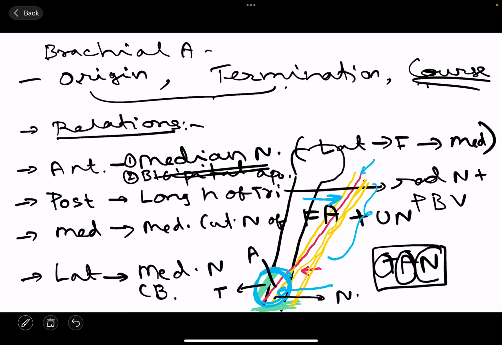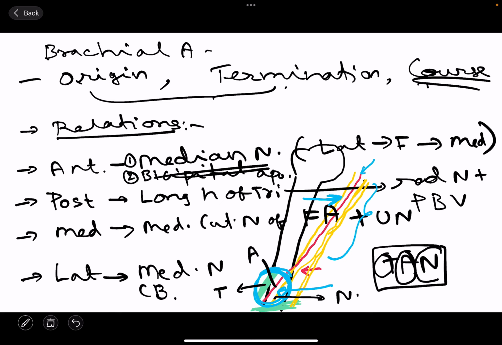So next we have the superior ulnar collateral artery. The superior ulnar collateral artery takes part in the formation of anastomosis around the elbow joint. And then we have the inferior ulnar collateral artery, and then we have the muscular branches that are going to supply the muscles of the front of arm, and then there is the nutrient artery. The nutrient artery is going to supply the humerus.